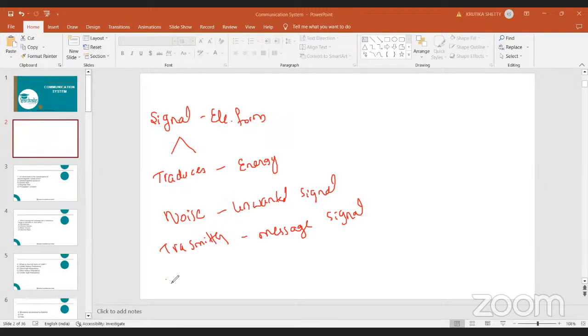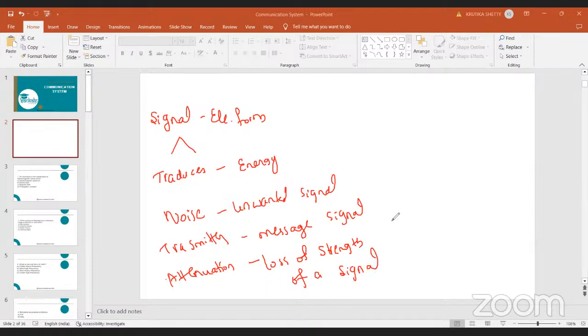Then next here, attenuation. We will study the term attenuation. So what is attenuation? Here this attenuation is nothing but the loss of strength of a signal. The loss of strength of a signal is called as what?